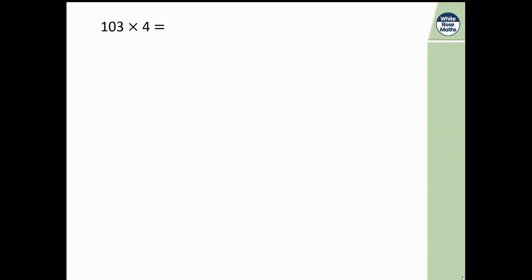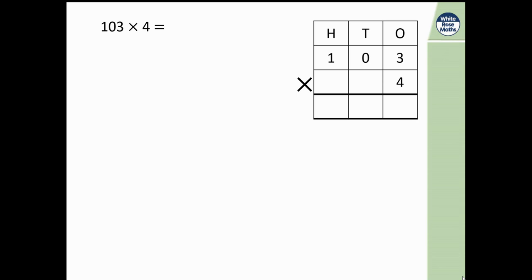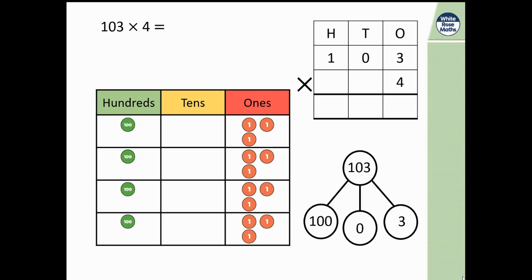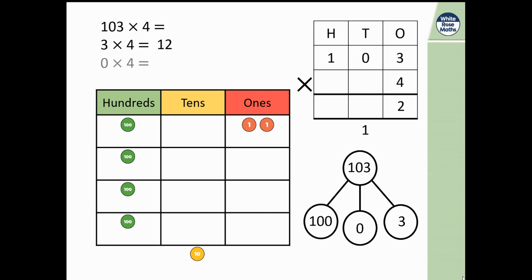Let's have a look at this one here. So I've got 103 multiplied by 4. So I'm going to first of all multiply my ones, aren't I? So my first layer, I have got 3 multiplied by 4, which is going to give me 12. Next, I'm going to do my tens. I've got 0 tens, haven't I? So that's going to be 0 multiplied by 4, which is nothing.